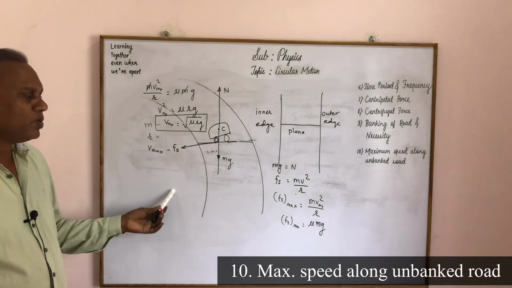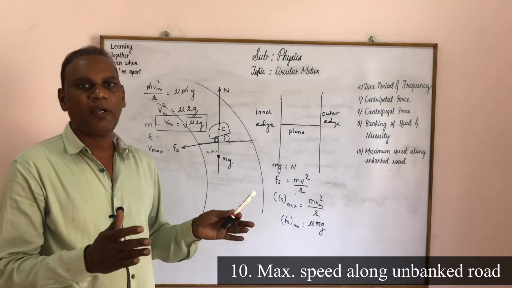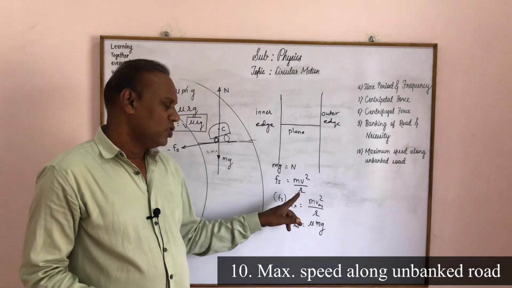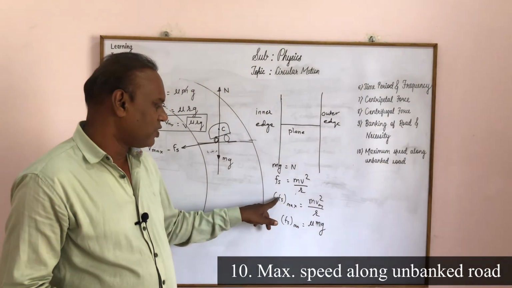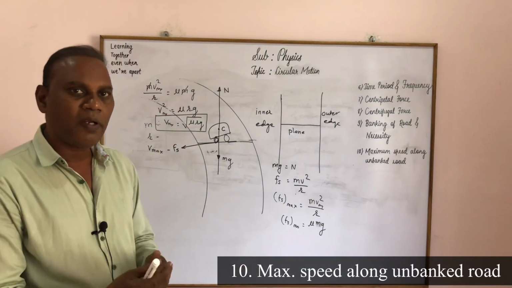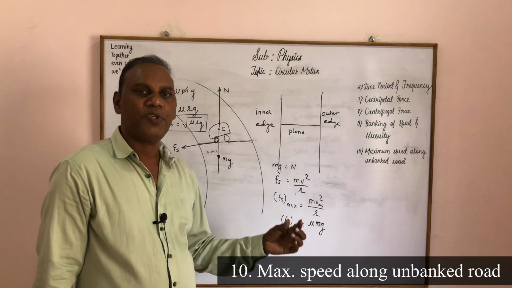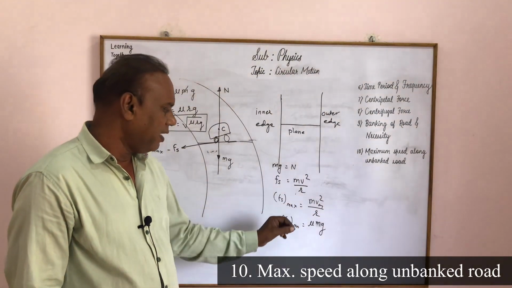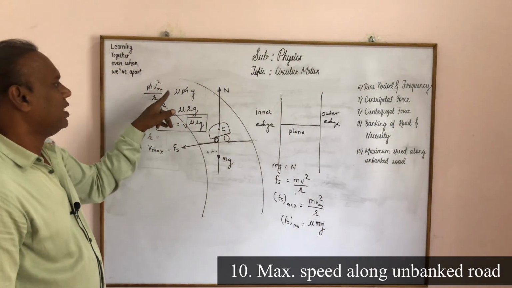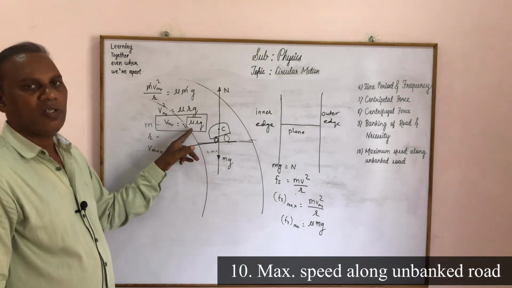That means the frictional force provides the centripetal force, but the frictional force has an upper limit. At the upper limit, the velocity becomes the maximum. So the upper limit of the frictional force, or the maximum frictional force, equals mv square by r, and at this upper limit the frictional force equals mu N. Mu is the coefficient of static friction and N equals mg. So from these two equations, mv square by r equals mu mg, and on simplifying we get V max equals under root mu r g.